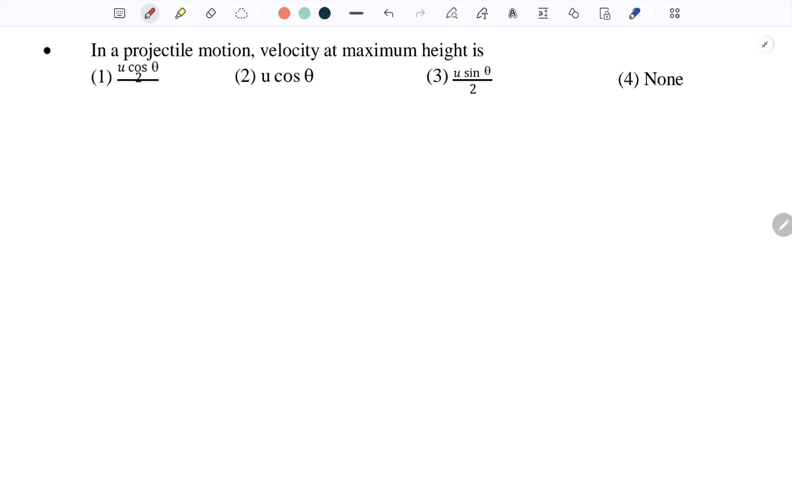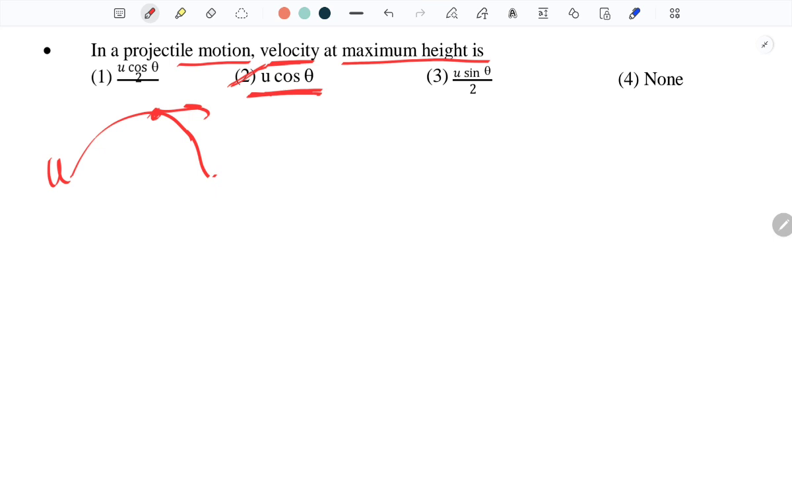Alright, let's move on to the next question. In a projectile motion, velocity at maximum height. What will be the velocity at maximum height in projectile motion? Everyone knows, initially it starts with u. When it goes to the maximum point, here there is only the horizontal component u cos theta. So u cos theta is the answer to this question.